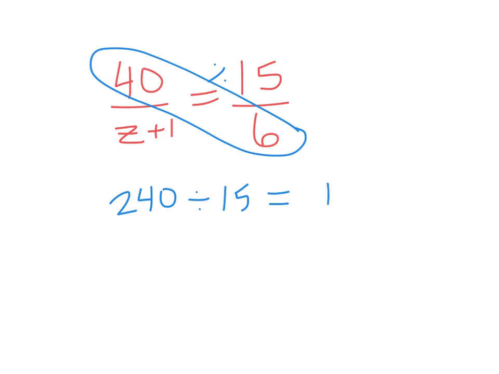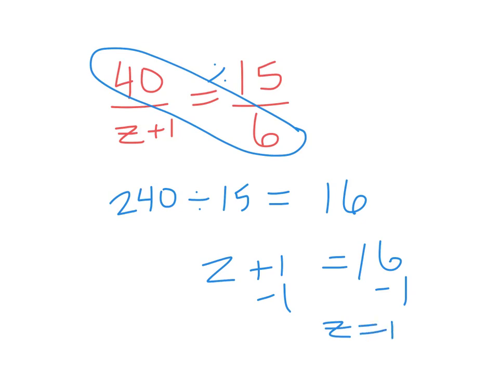16. Okay? So normally we're done, right? Normally z would equal 16. But we have z plus 1. So now we just subtract 1. Oh, that's so much simpler. I know. It just took me a moment. I had to think.